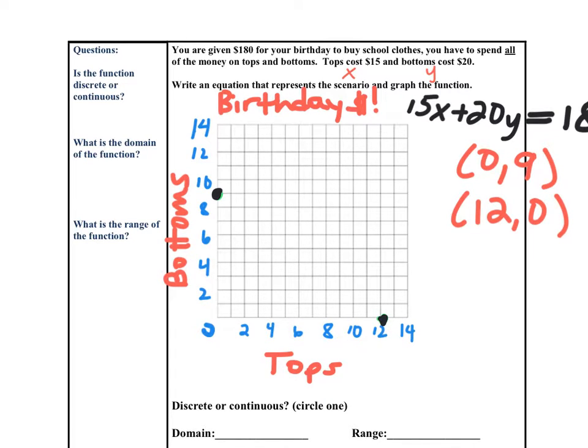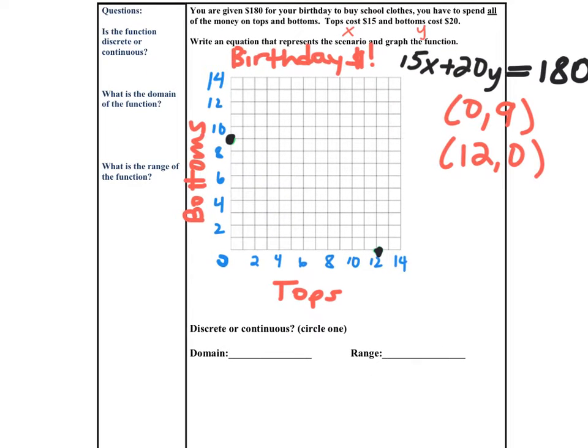Now let's ask ourselves, think in your head, should it be discrete or continuous? Adelaide, what should it be? It should be discrete because you should not have 2.7 tops. That's just not realistic, right?